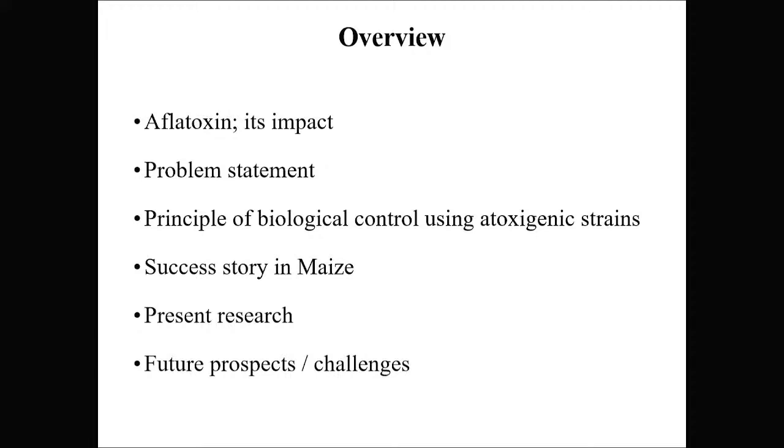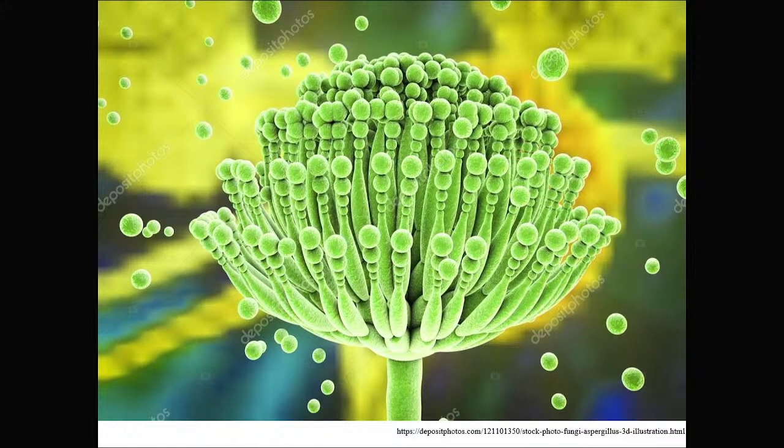I'll just talk about aflatoxin, its impact, what is the problem statement, why we want to control aflatoxin, what is the principle of biological control, and a success story in maize. This is Aspergillus flavus, you can say the nuisance which is causing aflatoxin.